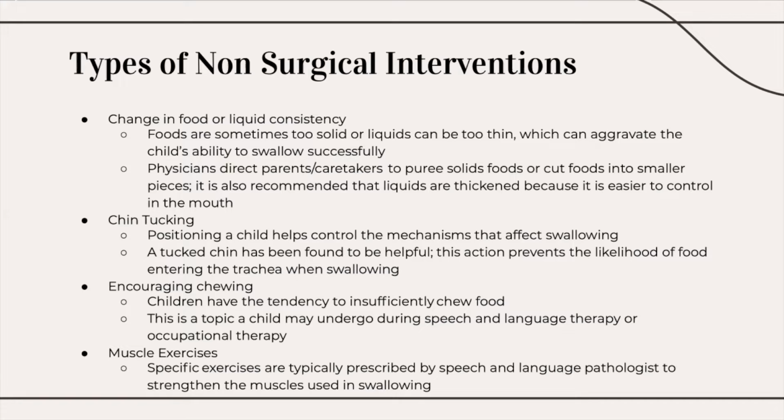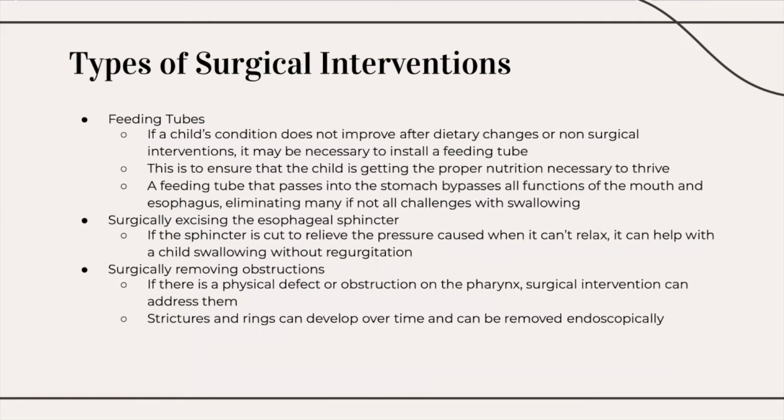The types of surgical interventions. The most common is feeding tubes. So if a child's condition does not improve after the dietary changes or after the non-surgical interventions, it can be necessary to install a feeding tube. And this is just to ensure that the child is getting proper nutrition necessary for their bodies to thrive with full potential.